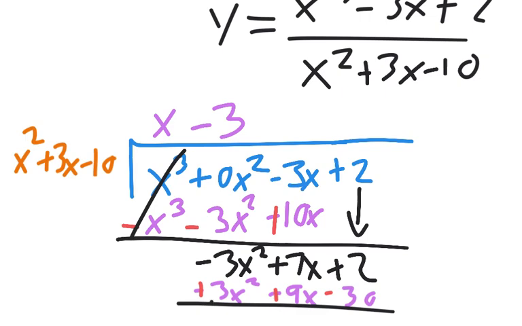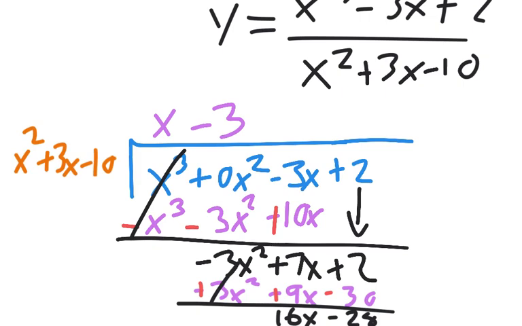Negative 3x squared plus 3x squared is 0. It cancels. If it doesn't do that, you messed up. That's the whole point. 7x plus 9x is 16x. 2 minus 30 is negative 28. Do I have anything left to bring down? No. Now then, we can try to divide again.